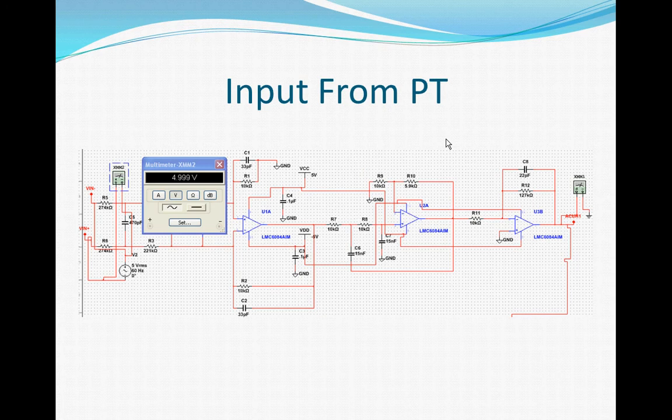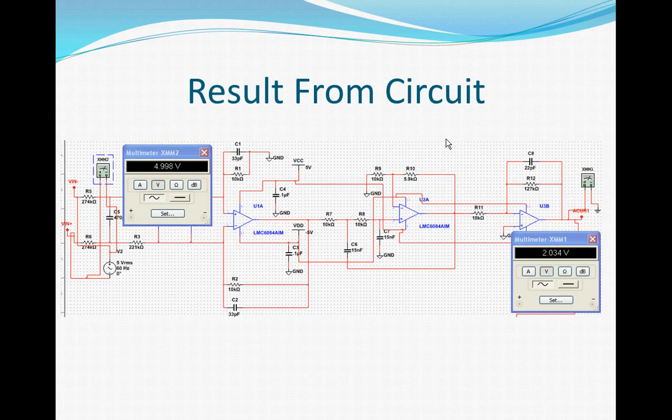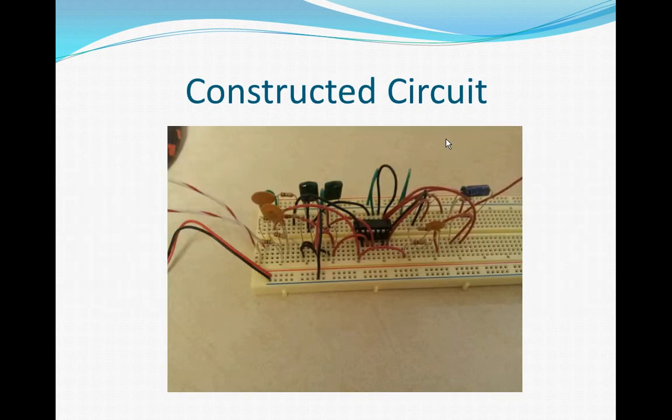We have our 5 volts input from the potential transformer. Through the simulation, we can see that we've taken our 5 volt source and we've converted it down to 2.03 volts through a series of op amps. Here we have our constructed circuit. So this is the physical circuit that was created based upon that model. The parts were purchased and everything was assembled.